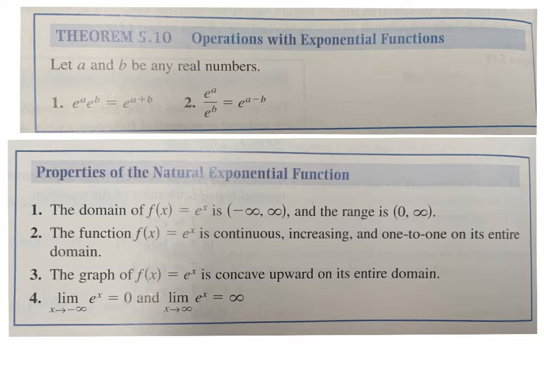The function e to the x is continuous, increasing, and one-to-one. The graph of e to the x is concave up in its whole domain. As it approaches negative infinity, it is 0. As it approaches positive infinity, it is infinity. And so they give you a picture of the actual graph there.